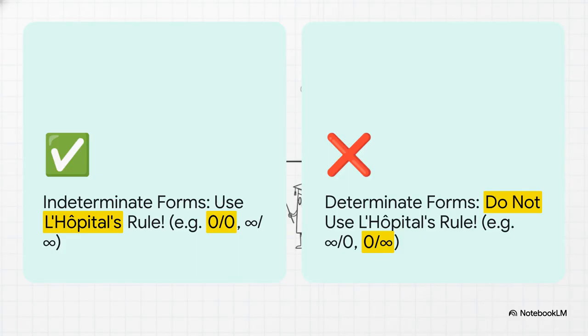Now this slide, this is absolutely critical. On the left, you've got our indeterminate forms. These are the green light, your permission slip to use L'Hopital's rule. But on the right are what we call determinate forms, like infinity divided by 0, where the answer is already super clear. Trying to use the rule here is probably one of the biggest mistakes students make. So you've really got to know the difference.